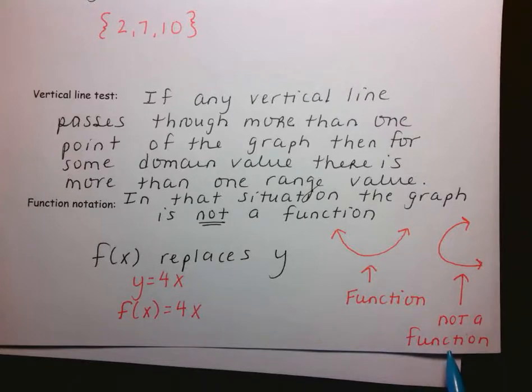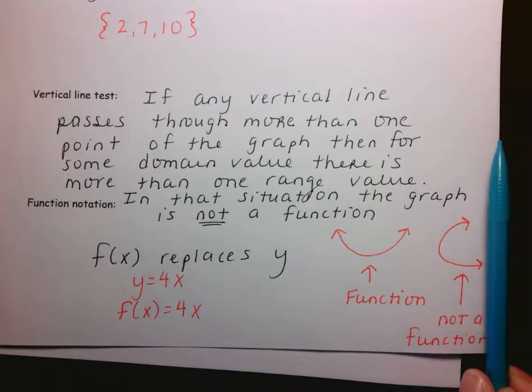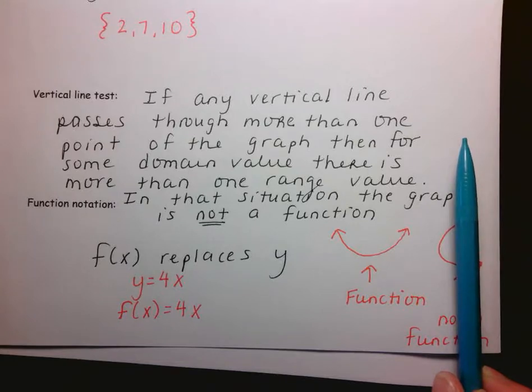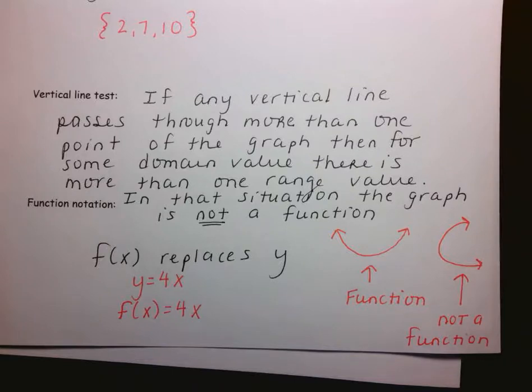But over here, for example, this is not a function, because if I was to take my pencil and put it completely vertically, and move it across the graph like this, if my pencil hits more than one point at the same time, it fails the vertical line test, and you know it's not a function. If it fails the vertical line test, that means for at least one domain value, there's more than one range value, and it cannot be a function.